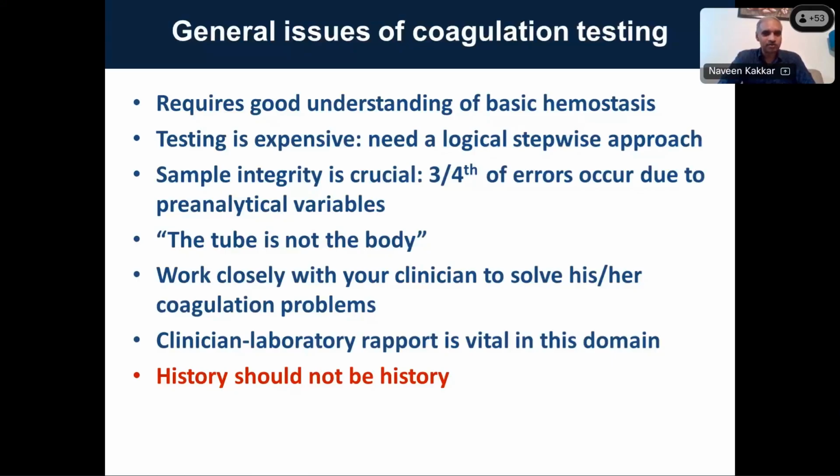Please work closely with your clinician to solve his or her coagulation problems. They will thank you for life. It is very vital to have a clinician-laboratory rapport in this domain and actually all of pathology. And history is the most vital component of coagulation testing and of reaching a diagnosis. Keep at it, keep asking for a good history. You'll get 90 to 95% of the diagnosis only from the history. The rest is only confirmation.